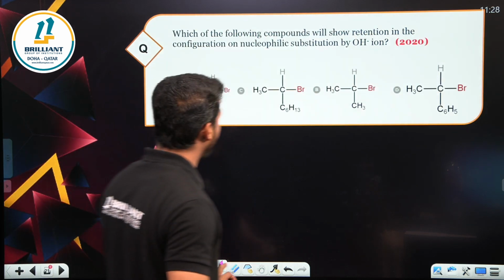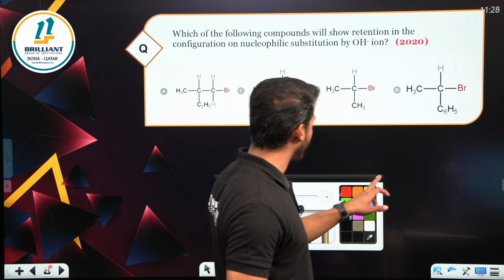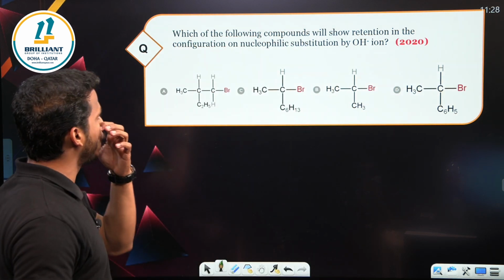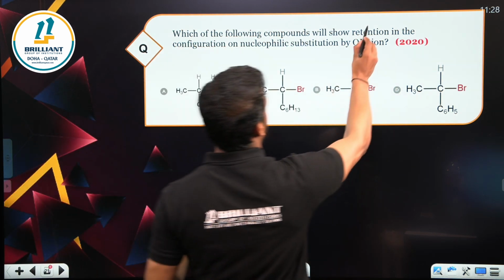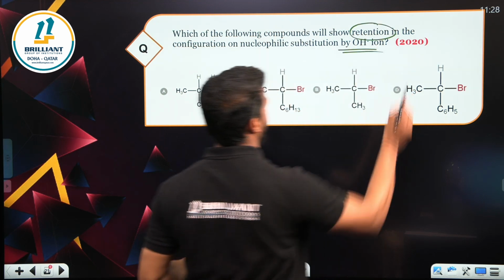Next one, the question is from 2020: which of the following compounds will show retention in the configuration with the nucleophilic substitution of OH minus?